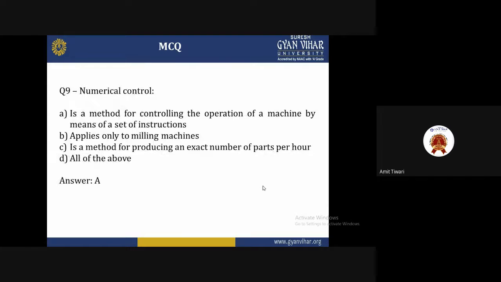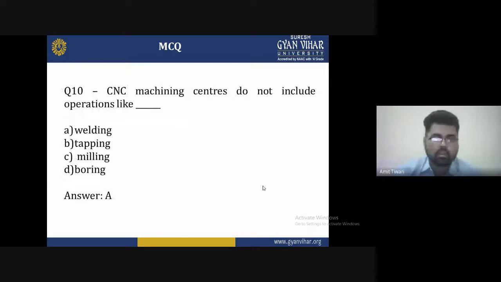Ninth question: numerical control is a method for controlling the operation of a machine by means of a set of instructions, applies only to milling machine, is a part for producing a number of units per hour, and all of the above. A is the correct answer. The last question, 10: a CNC machining center does not include operations like welding, tapping, milling, boring, etc. A is the answer, as welding is not a CNC machine operation.